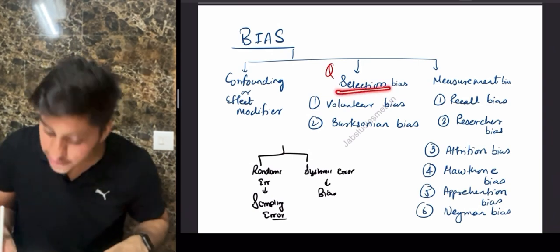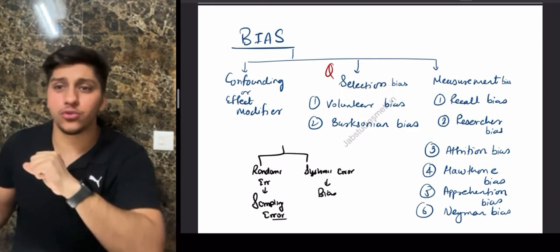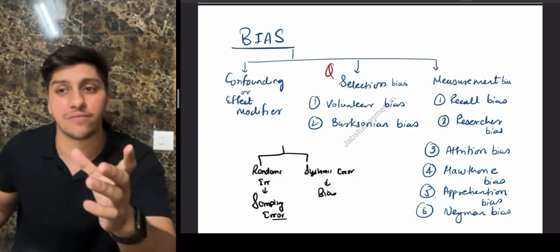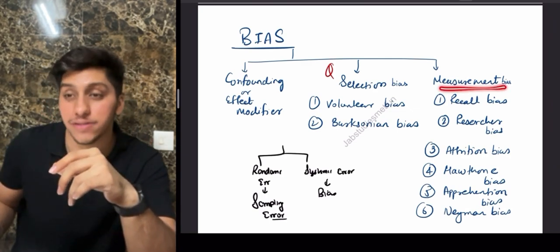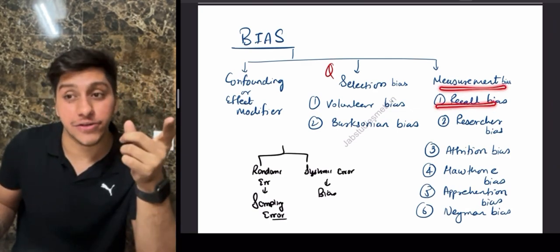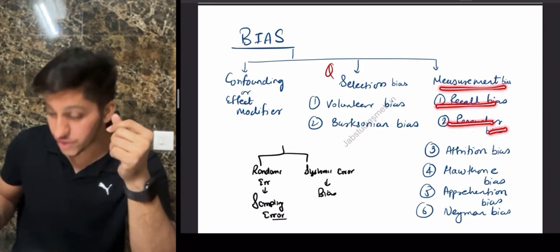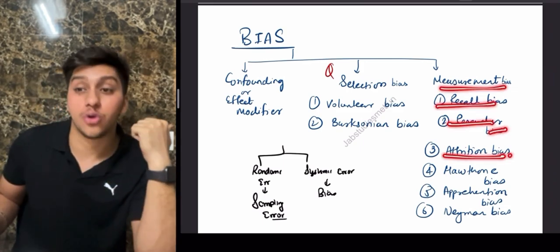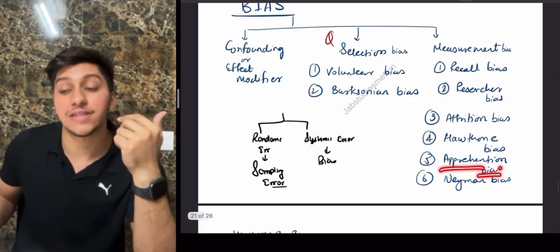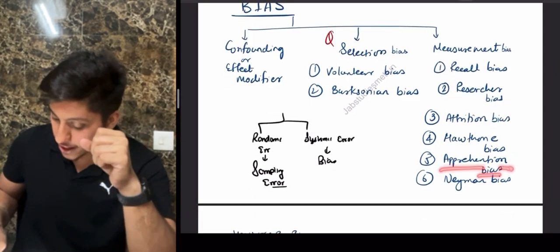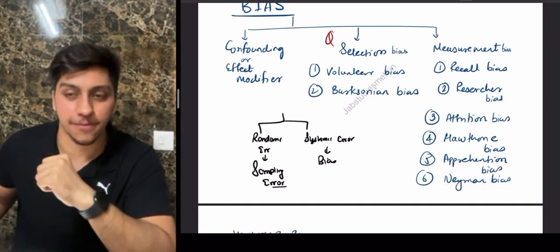Next, we'll be having selection bias. Selection bias can be of two types: one is volunteer bias, and the other is Berksonian bias. Then you will be having measurement bias. Recall bias is seen in case control. Very good. Researcher bias. Then attrition bias, which is seen in cohort. Hawthorne, again seen in cohort. Appreciation bias is seen in cross-sectional. Very good. And Neyman bias, we'll talk about where it is seen.